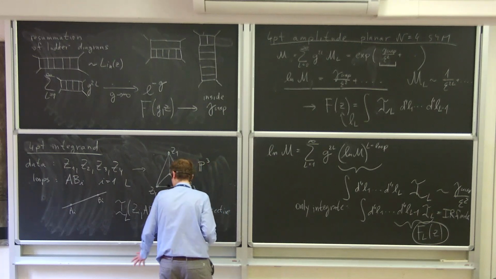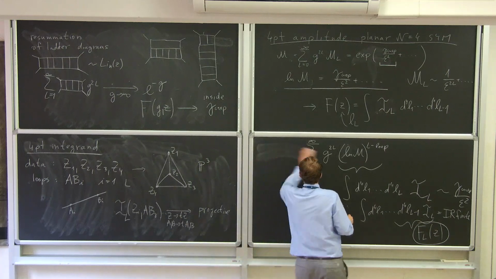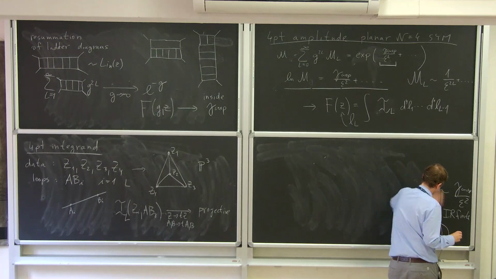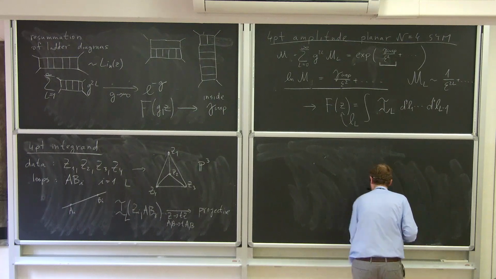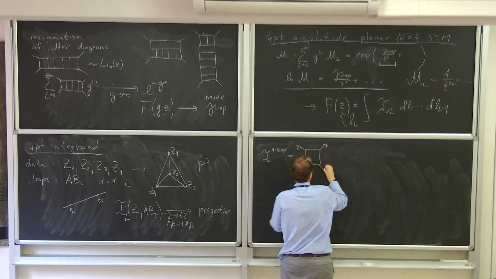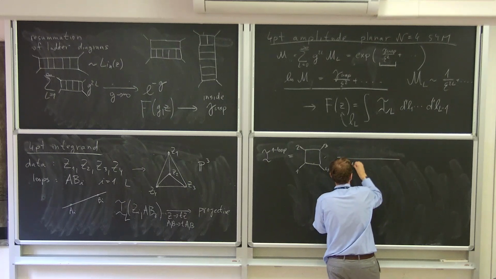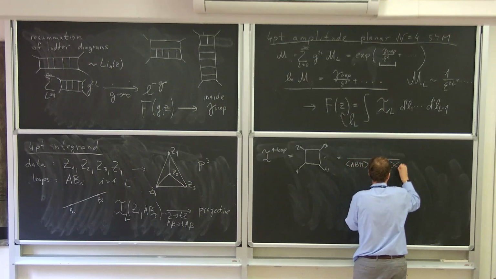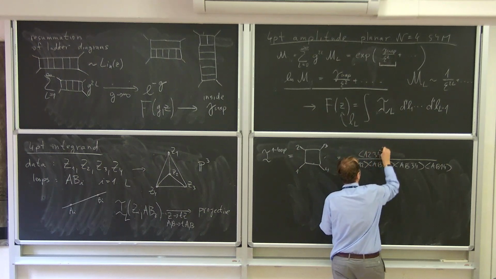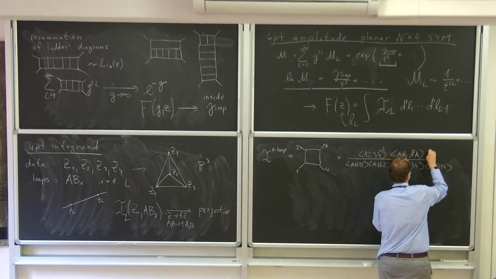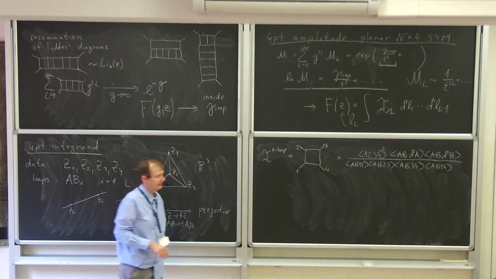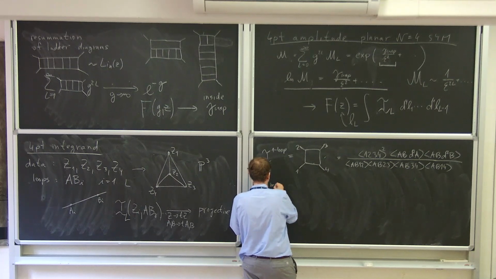Anyway, so at one loop, as we all know, this is just given by a box integral, which in momentum twistor space is written as AB12, AB23, AB34, AB14. There is a normalization, and there is a measure. Of course, we know all that. But now, just the way you get the integrand from the amplituhedron.